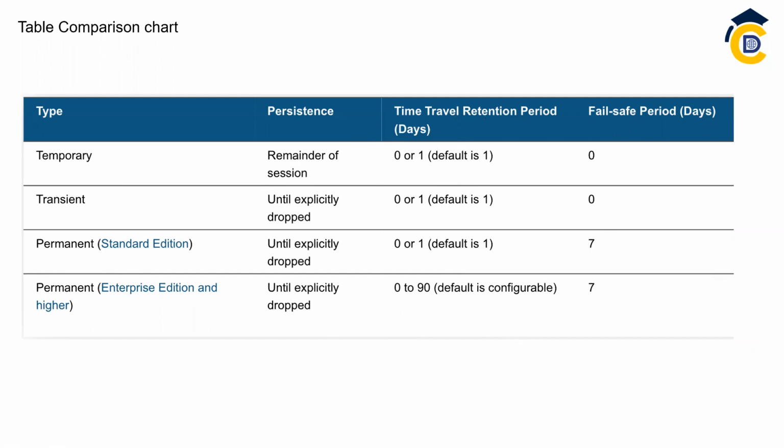Okay, this is the kind of thing certification questions also ask. As a thumb rule, fail-safe is not applicable at all to temporary or transient. Time travel is applicable, but for temporary and transient, it's max 1 day. That's it.